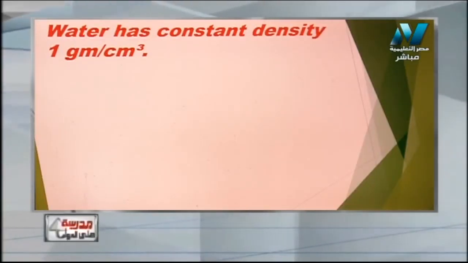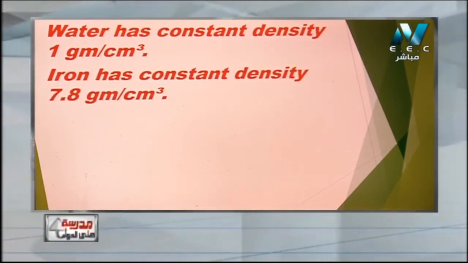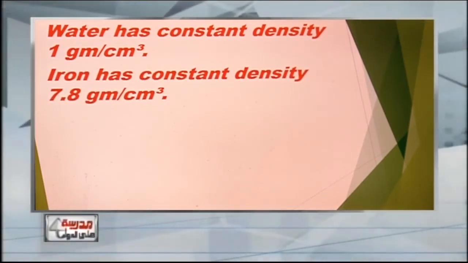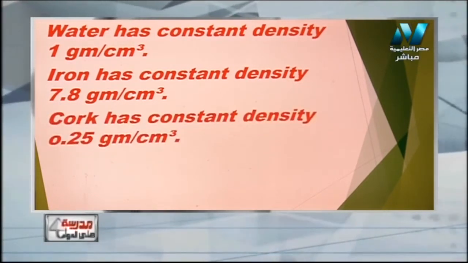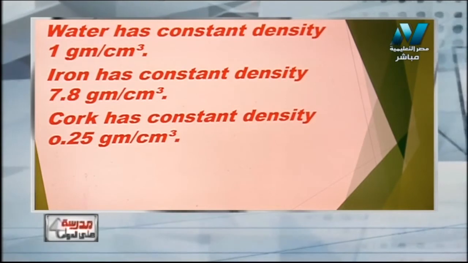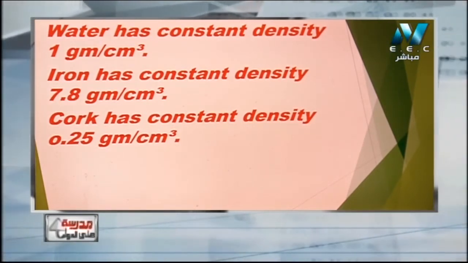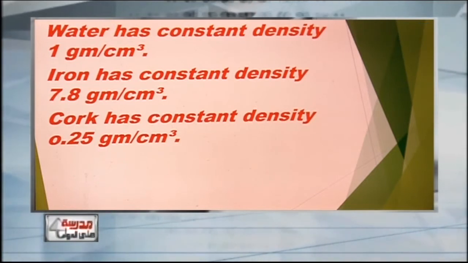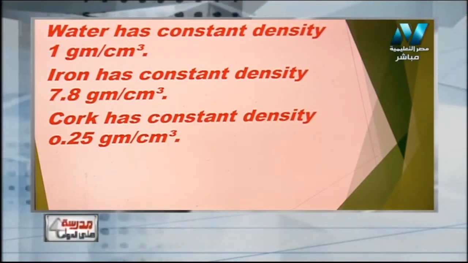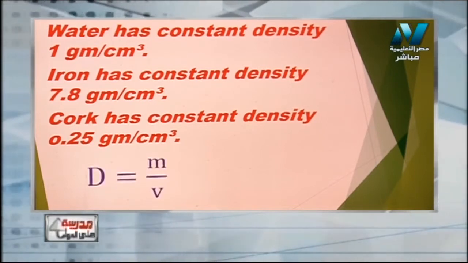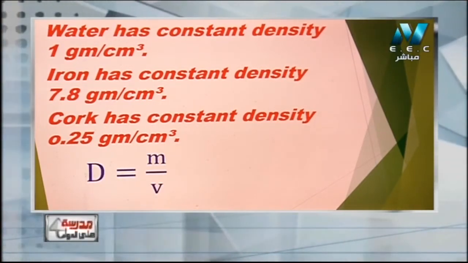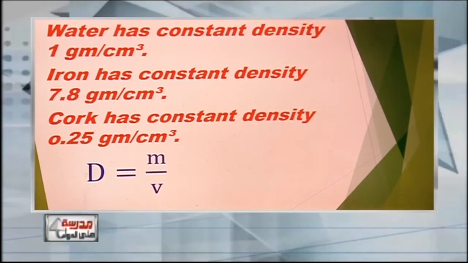So what's meant here by density, it is the mass of just 1 cubic centimeter or a unit volume. Water has constant density. Its density is 1 gram per cubic centimeter. Iron has constant density, that is 7.8 gram per cubic centimeter. Cork, which can float on water, has constant density 0.25 gram per cubic centimeter. Copper, 8.8 gram per cubic centimeter.